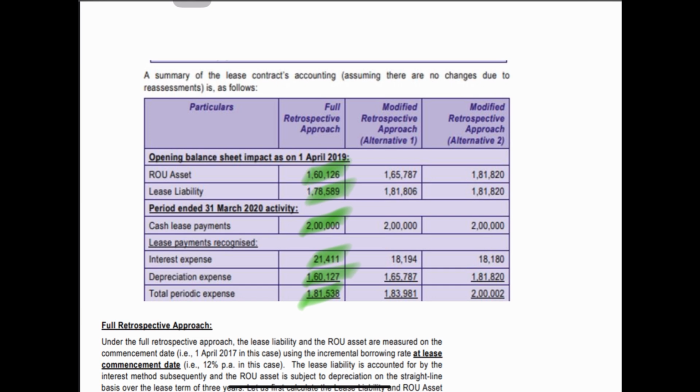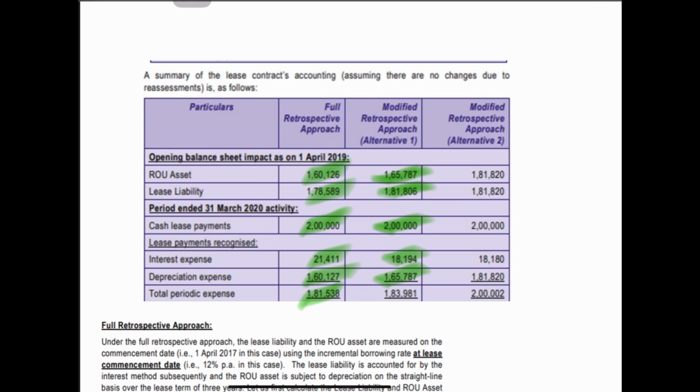And in alternate method 1, your ROU asset is only 165,787 because here you are discounting at your interest rate of 10%, and lease liability is 181,806 and cash lease payment is 200,000. So interest expense has come down to 18,194 and depreciation is a little bit increased.